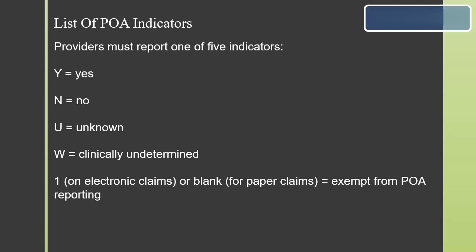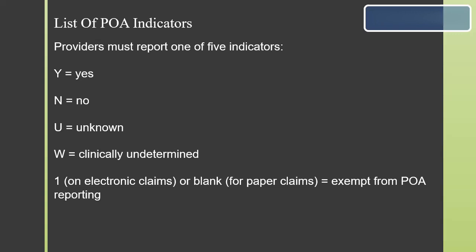the POA indicator. And the next one is POA indicator 1 on electronic claims, or blank for paper claims. Finally, it comes to the POA indicator using 1 or leaving the field blank, which signifies that the assigned ICD-10-CM code is exempt from the POA reporting. This exemption is typically applied when a code describes conditions that are either unrelated to the reason for seeking healthcare service or are constantly present upon admission. It is important to note that CMS will not reimburse the CC, MCC or DRG for selected hospital acquired conditions that have POA indicator 1.